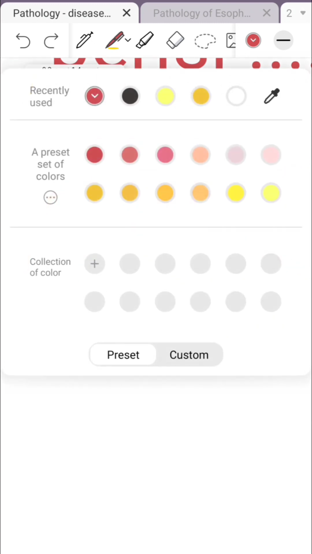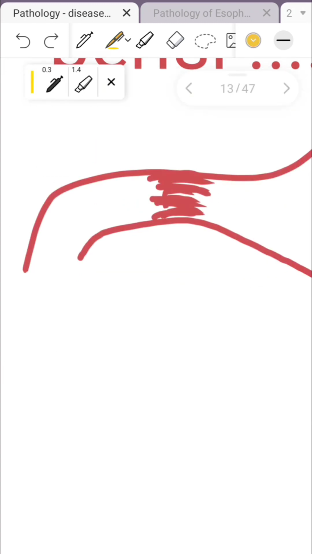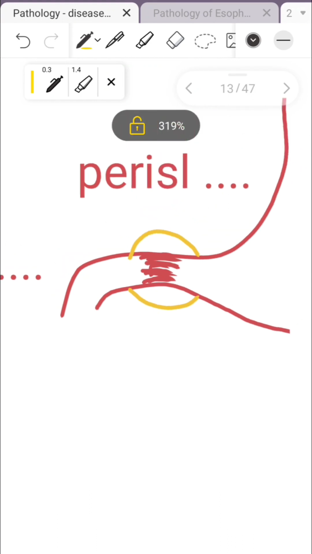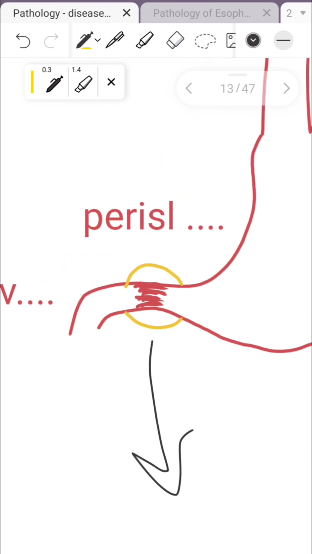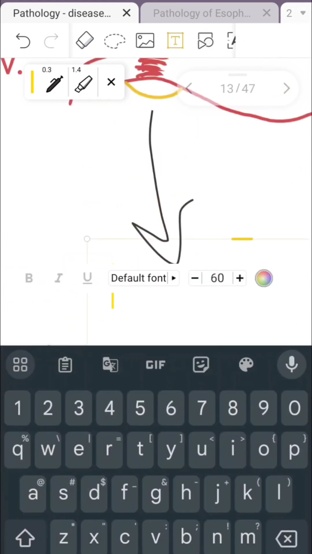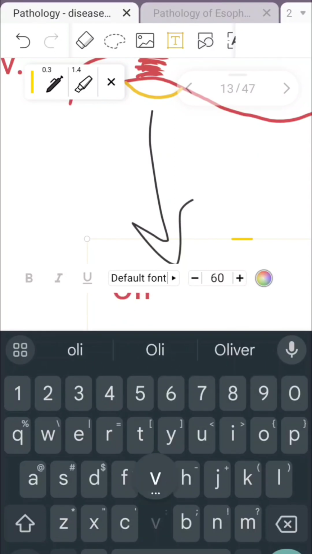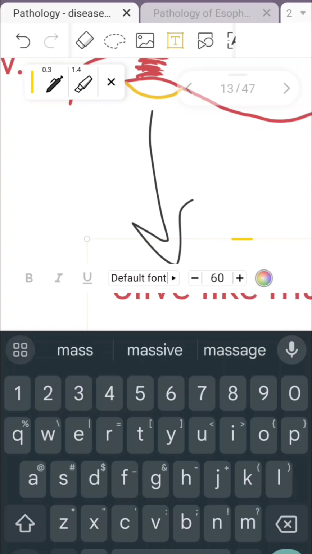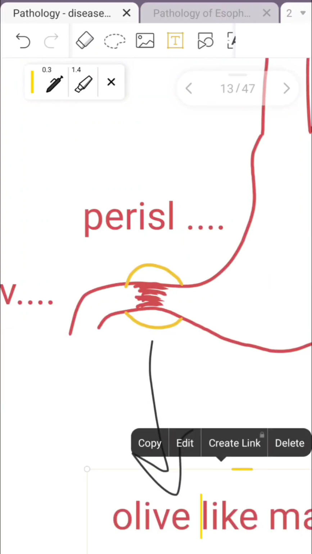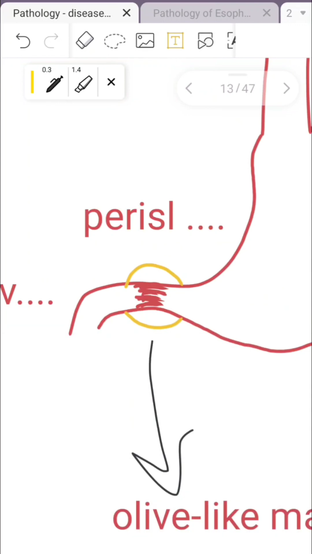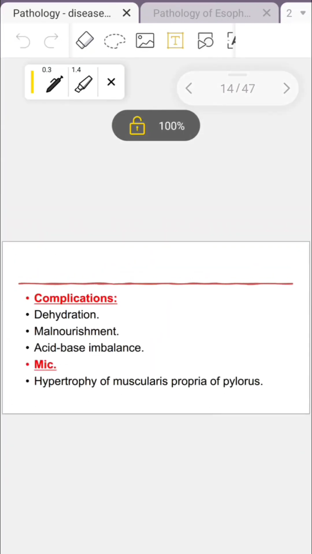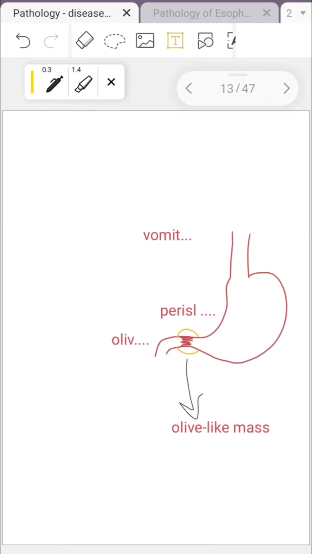This olive-like mass, due to thickened or hypertrophied muscle, can be palpated by clinical examination. The baby is small, so this pylorus can be felt as an olive-like mass within the abdomen. Three presentations: projectile vomiting, visible peristalsis, and the olive-like mass on examination. Complications: dehydration because of severe vomiting, malnourishment, and acid-base imbalance due to excessive fluid loss and repeated vomiting.